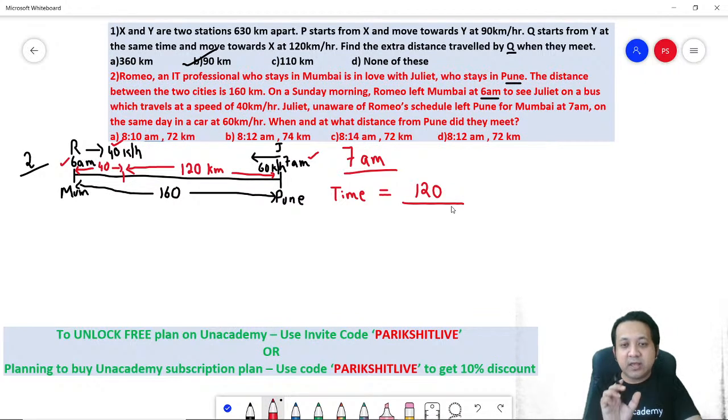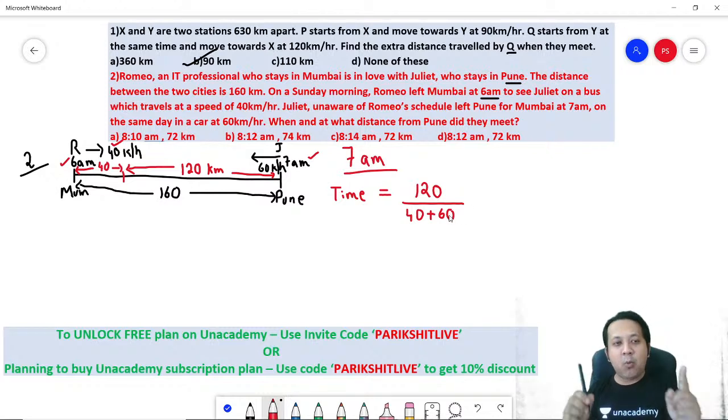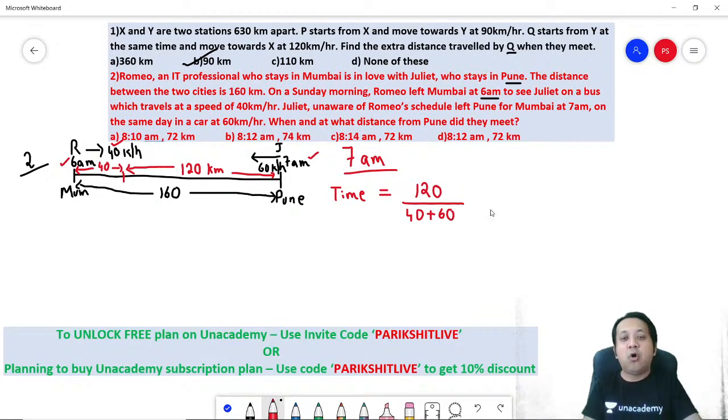Think about it. If two people move in opposite directions, what will happen to their speed? You will add up the speeds. And the logic is very simple. Again, I will repeat. One person traveled at 40 kilometers per hour towards the other person. What about Juliet? 60 kilometers per hour towards Romeo. So the distance between them reduces by 40 plus 60, or in other words, by 100 kilometers per hour.